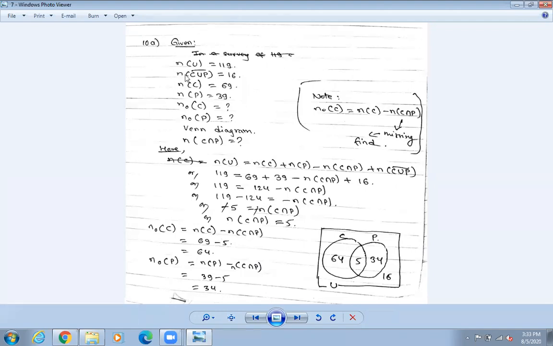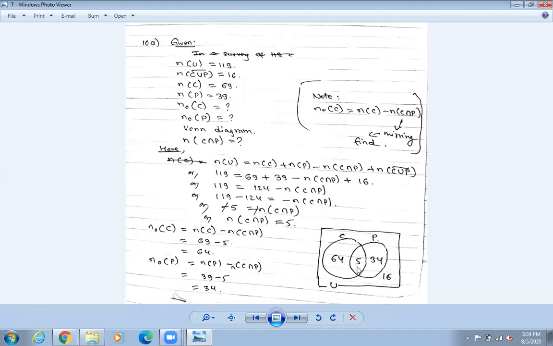What is the value of C? C is 69. 69 minus the intersection, which is 5. 69 minus 5 becomes 64. Now only P, we need to find out. Only P means n(P) minus the intersection. n(P) is 39. 39 minus the intersection 5 becomes 34.